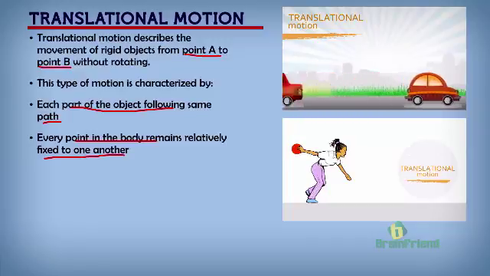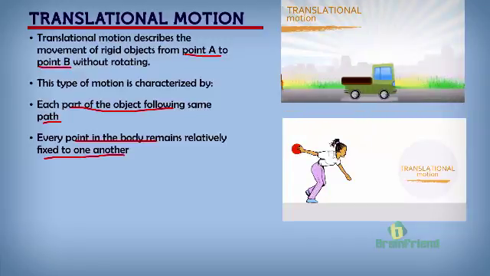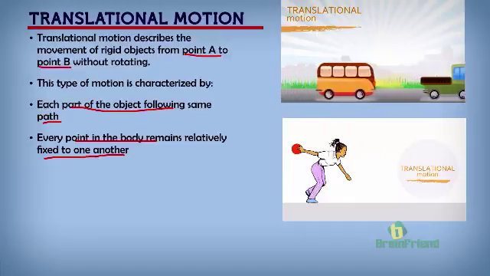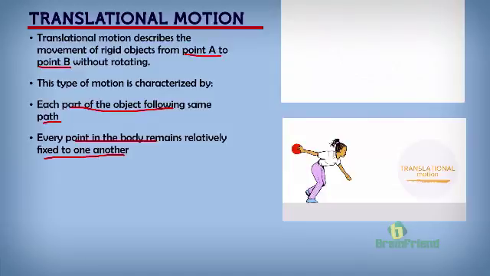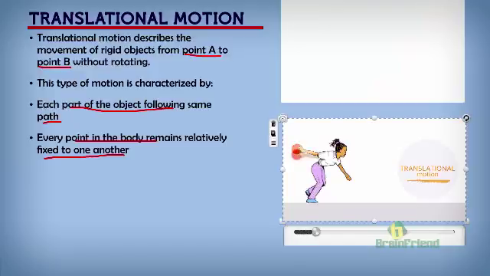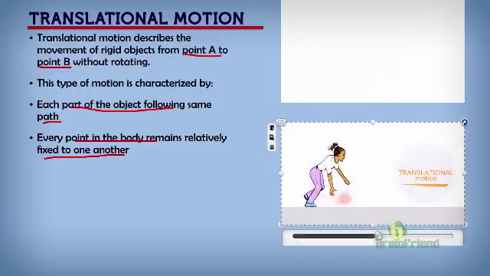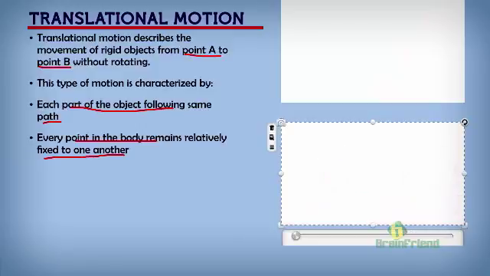A car moving from Lagos, point A, to point B. As the car moves, there is what we call translational motion that is happening. Another example is in bowling. When the ball leaves the hand of the bowler, that's point A, and then it moves to the target, that's point B. That's also another example of translational motion.